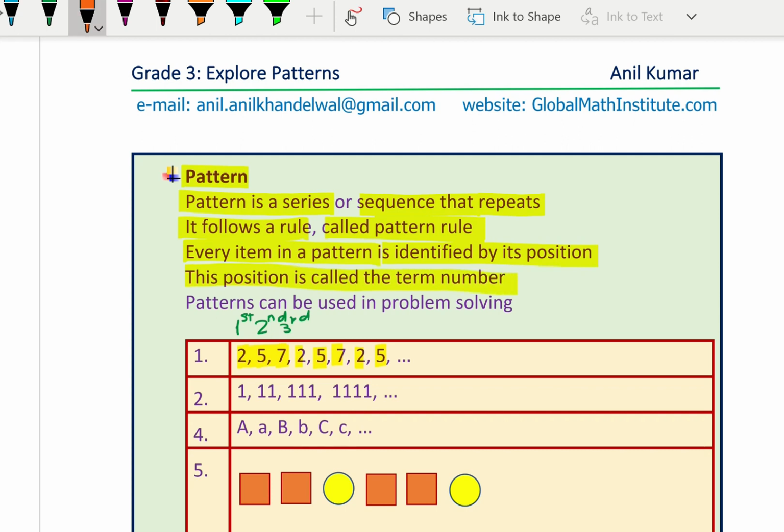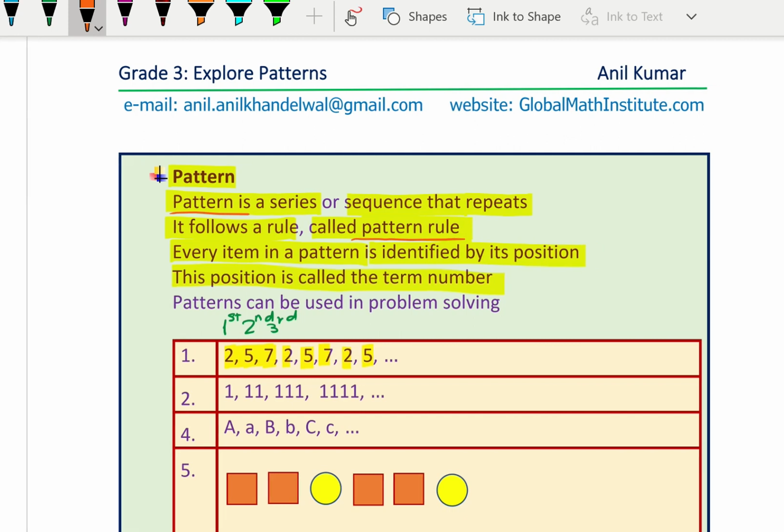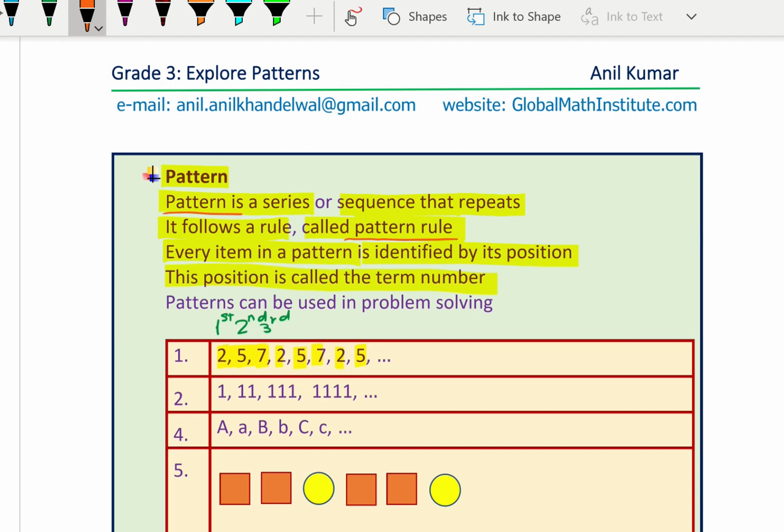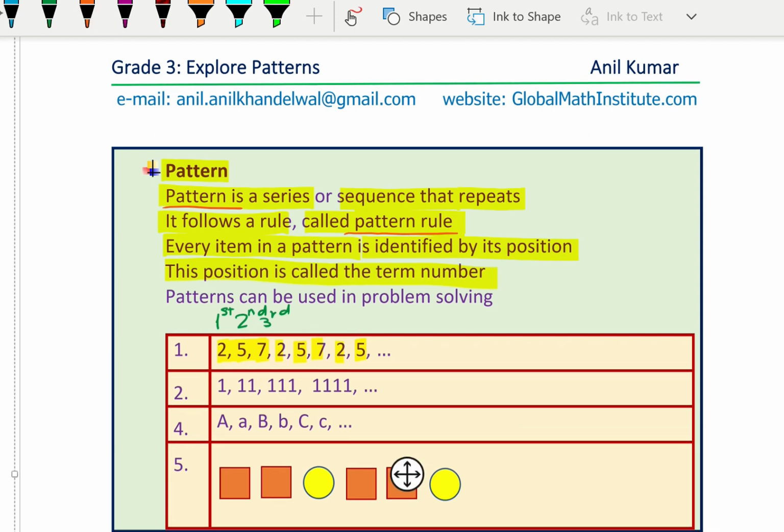So we have defined a couple of terms here. One, pattern itself, which is a series or sequence that repeats. And the way it repeats is defined by the pattern rule. In the pattern, every number or any item in the pattern is identified by its term number. So that is another technical term, term number. Now patterns can be used for problem solving. So that is a huge application. The patterns can be used for problem solving. Correct. Now let's look into these definitions and some patterns.